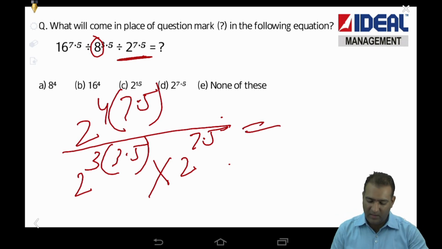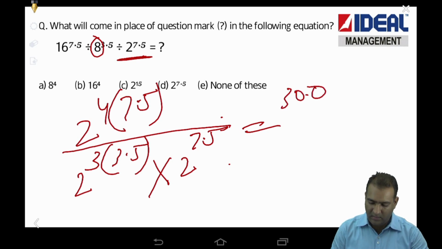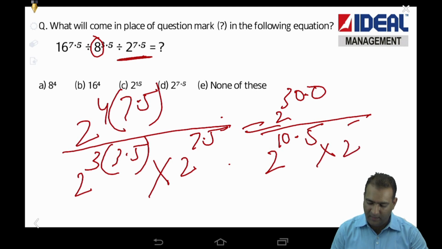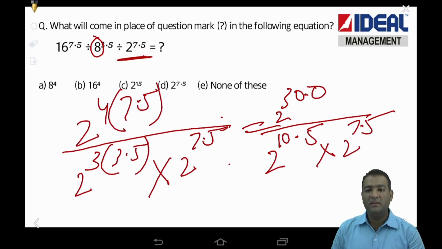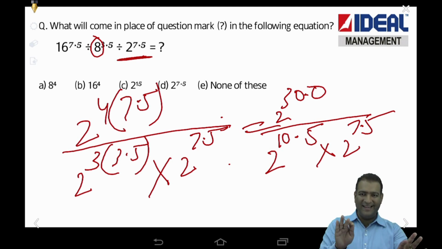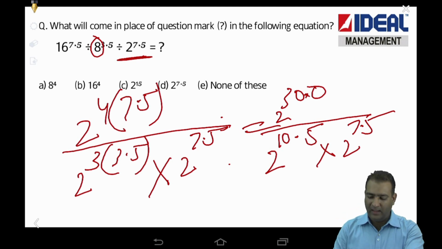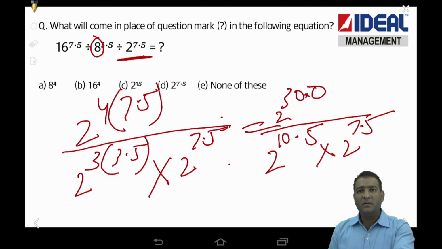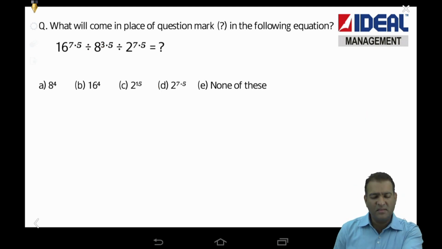So the normal would be this will be 30.0, 2 to the power divided by 2 to the power 10.5 into 2 to the power 7.5. You solve it, right? You can pause it, see how it came, and then solve it completely. Nonsense, all useless.